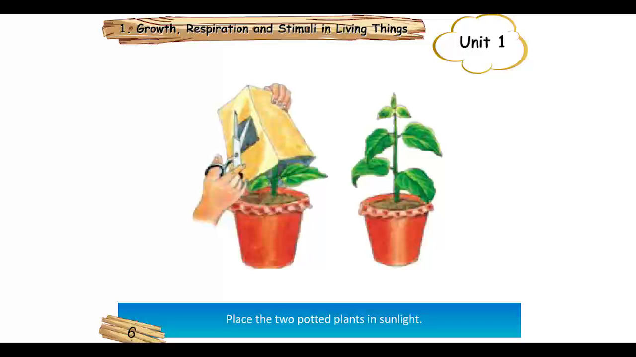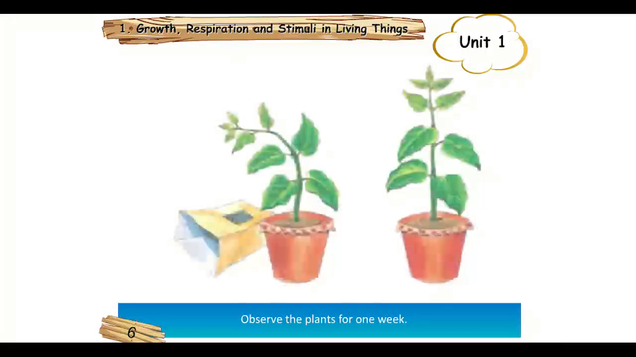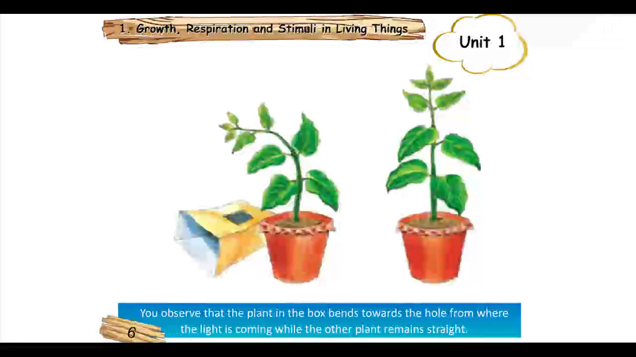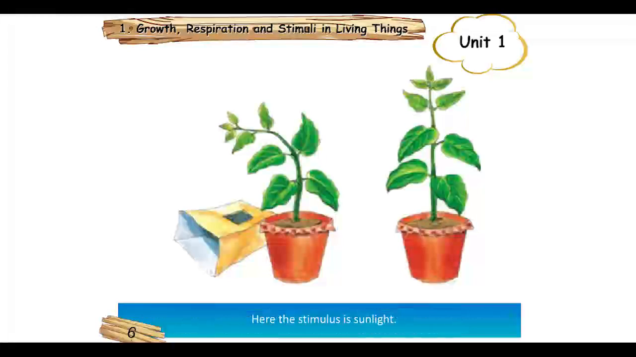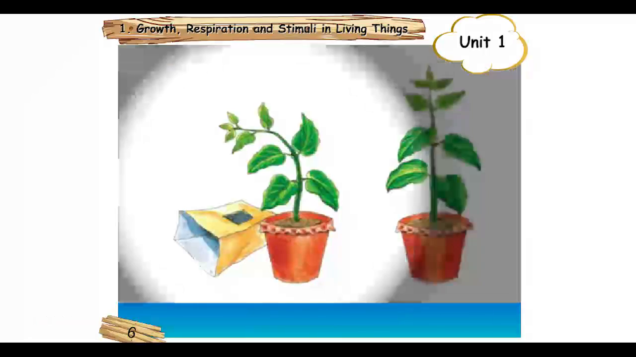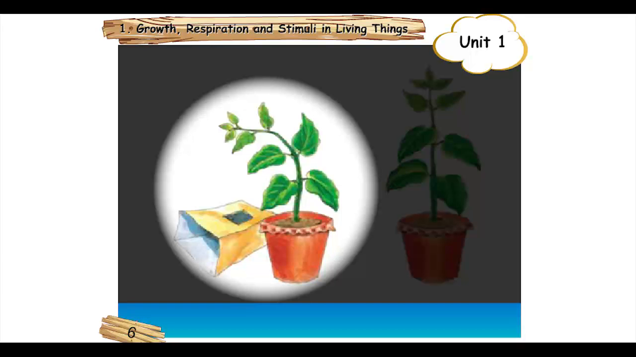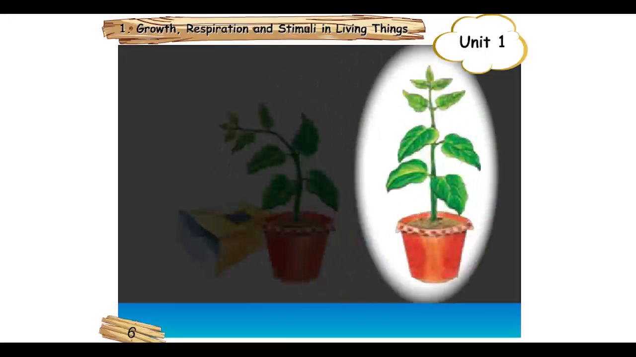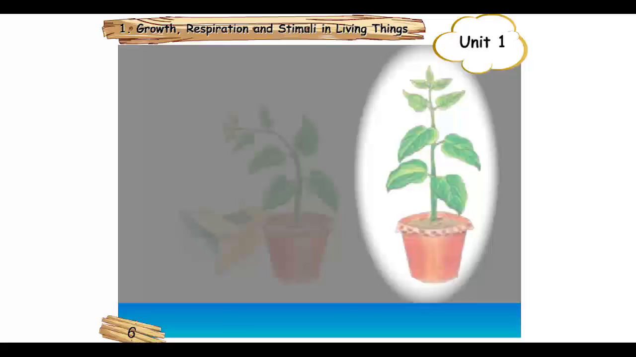Place the two potted plants in sunlight. Keep the cardboard box on one potted plant. Observe the plants for 1 week. You observe that the plant in the box bends towards the hole from where the light is coming, while the other plant remains straight. Here the stimulus is sunlight. This plant bends towards sunlight. This plant goes straight up.